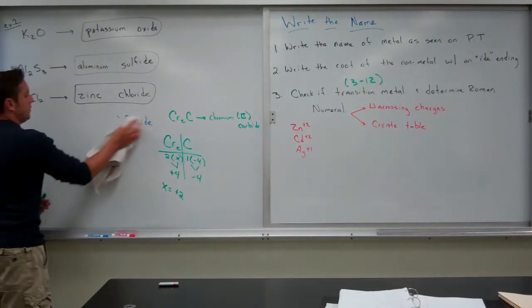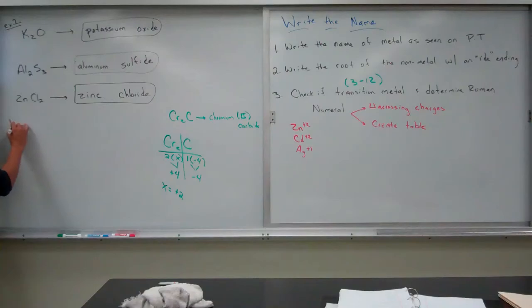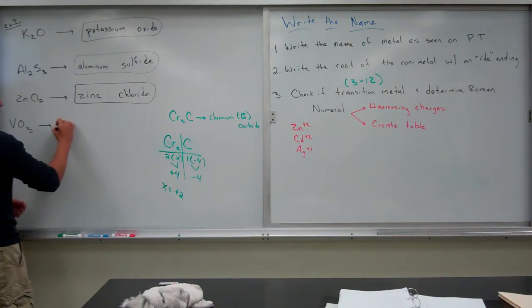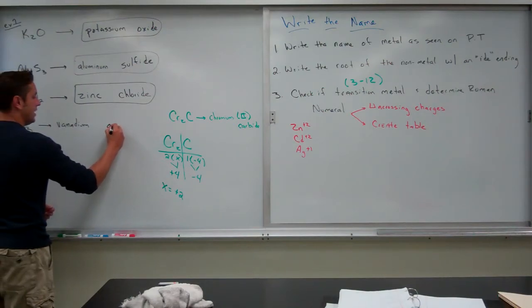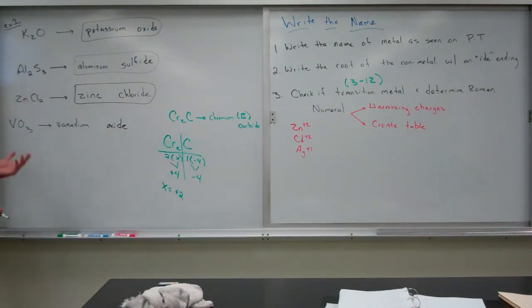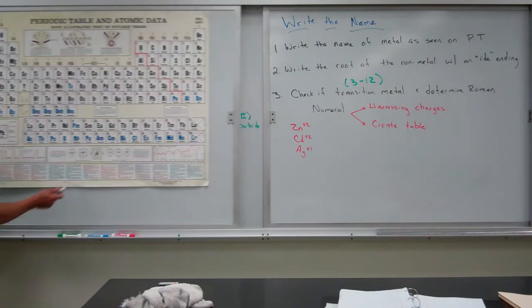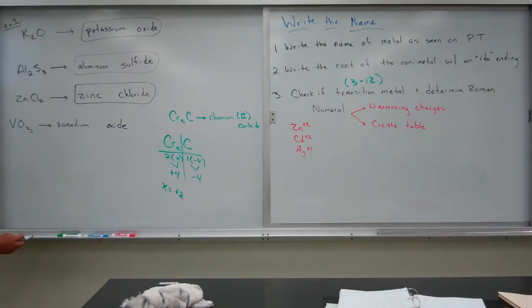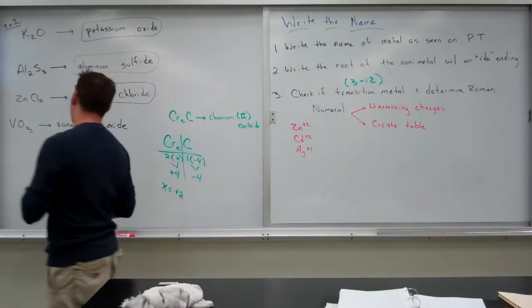Let's try something like VO3. VO3, ionic. All right, so I name my metal, which is vanadium. Root of the nonmetal with an IDE, oxide. Is it a transition metal? Vanadium is here. Group 5 is a transition metal, not one of our exceptions. So first thing I try is uncrossing. That puts a 3 on vanadium and a 1 on oxygen. Oxygen is not supposed to be 1, it's supposed to be 2, which means uncrossing won't work.